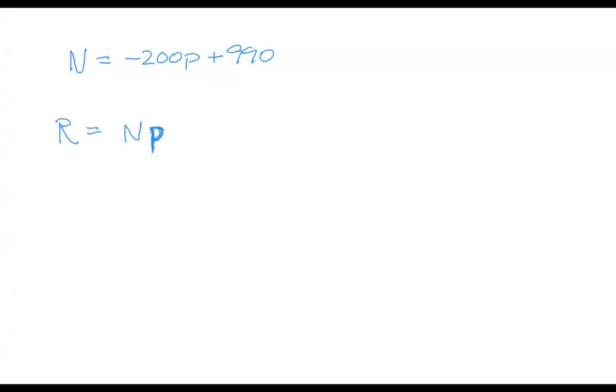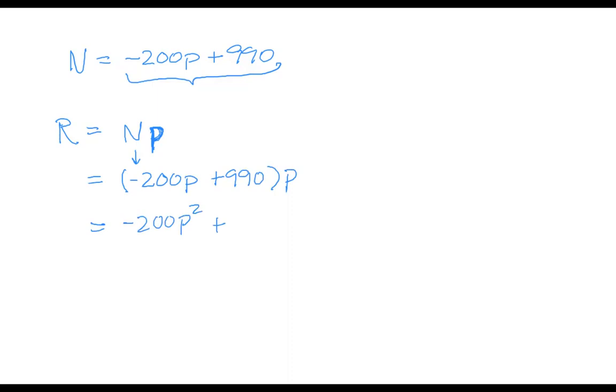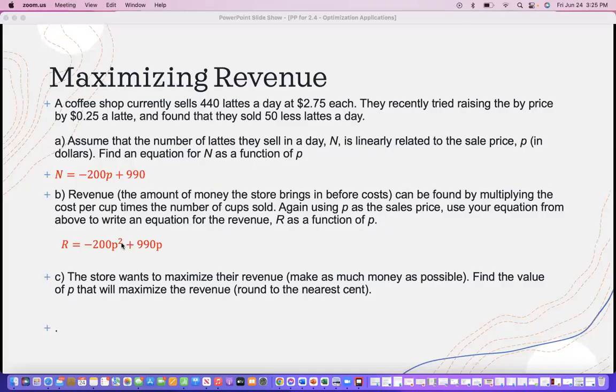And since I know what N is equal to here, this is what the N is. I'm going to substitute N out, negative 200P plus 990. This is N, number of lattes, in terms of P. And then we multiply this by P. Distributing that, of course, I get negative 200P squared plus 990P. This is my new revenue equation. So there I have my new equation, which is now my revenue equation.